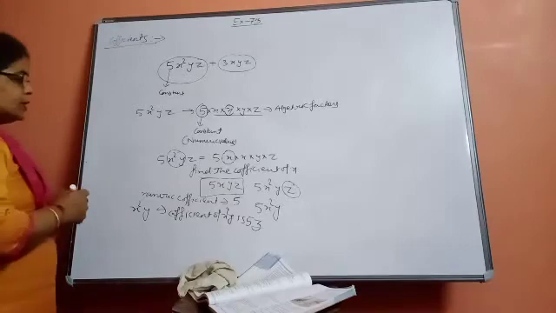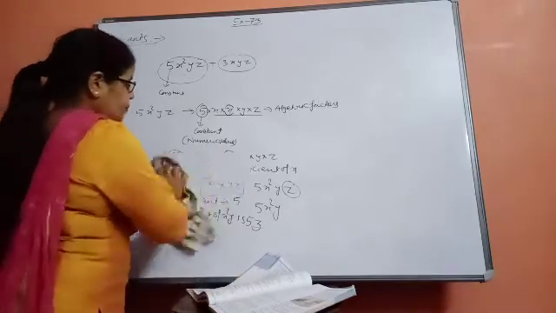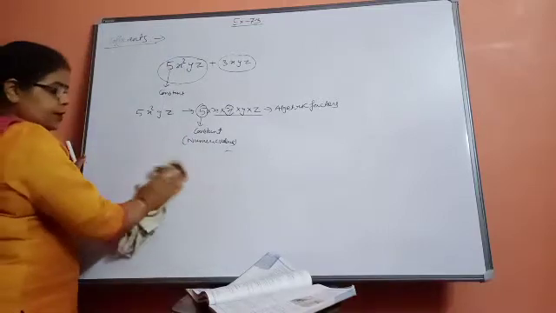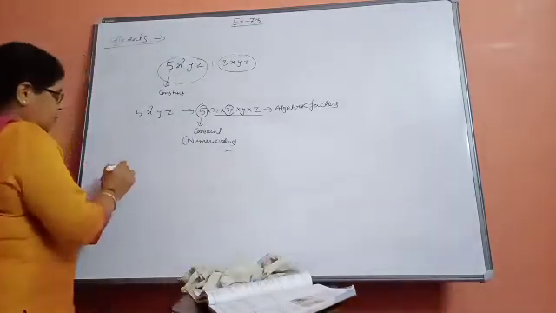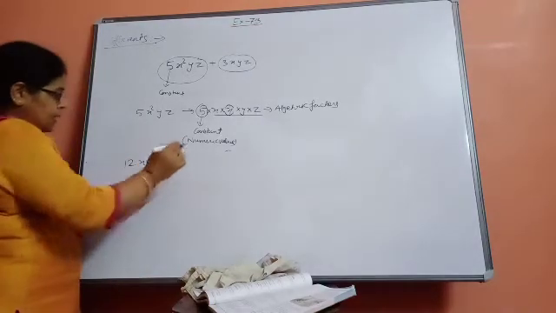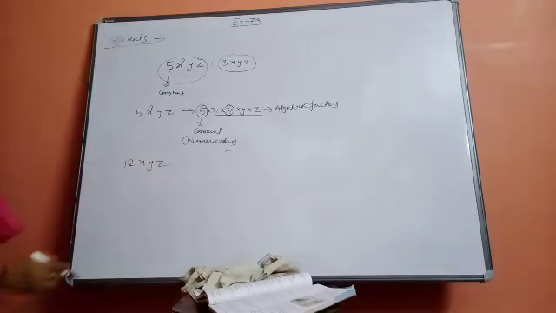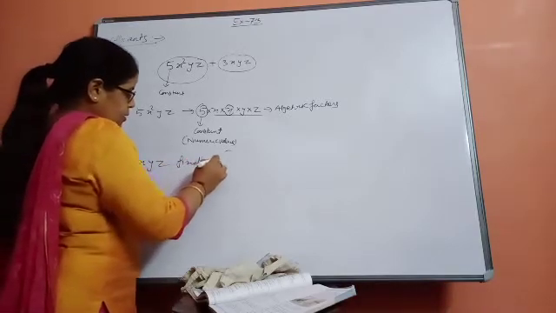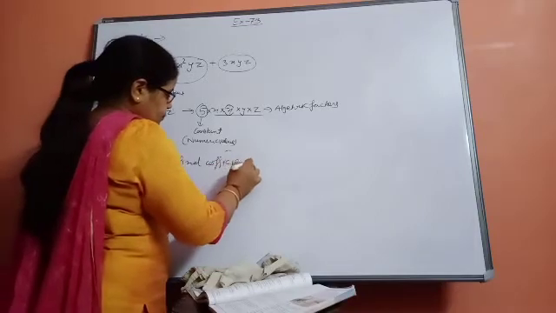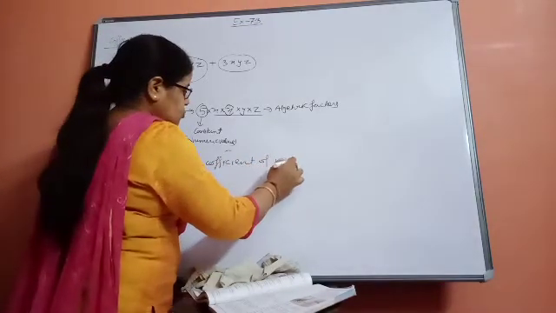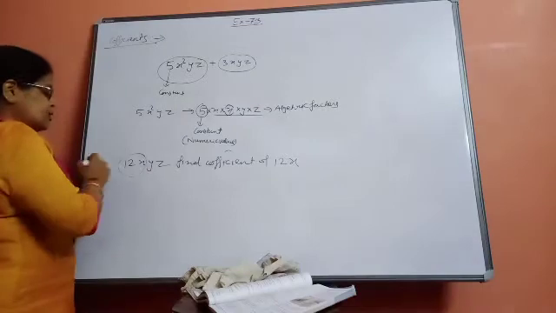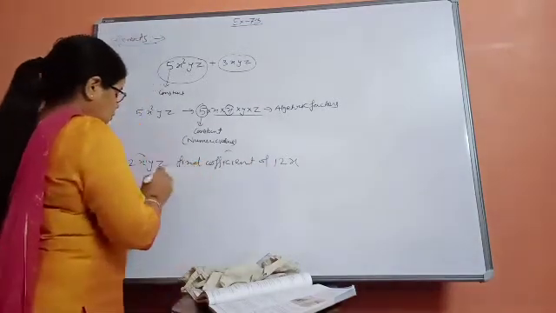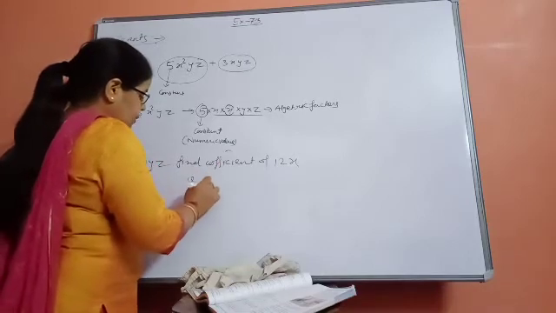Okay, again further, I am taking some more examples to explain the coefficient. Suppose I have taken 12xyz. I am taking an example from your book, and I am asking you to find the coefficient of 12x. So what is the meaning? You just circle this 12x, and now what is remaining? yz. So the coefficient of 12x will be yz.